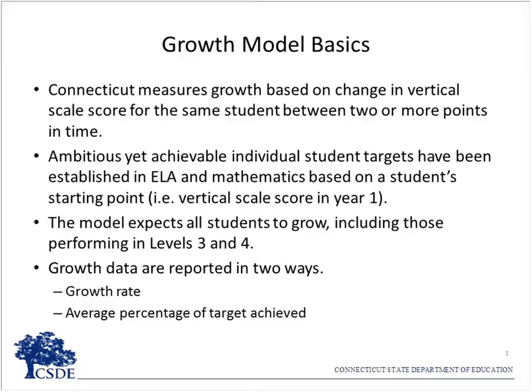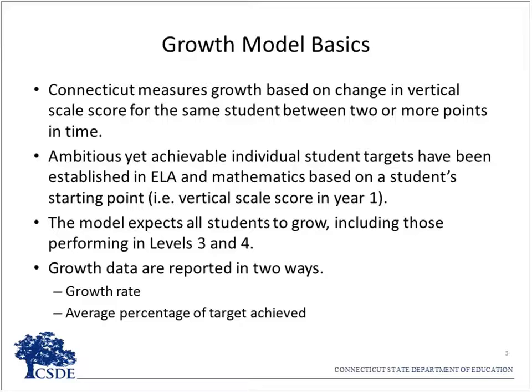The model provides ambitious yet achievable individual student targets, and these have been established, again, in English language arts and mathematics. The targets are based on a student's starting point, that is their vertical scale score in the first year of the growth measurement. So in this case, the starting year would be 2014-15. The model expects all students to grow, including those performing in achievement levels 3 and 4.